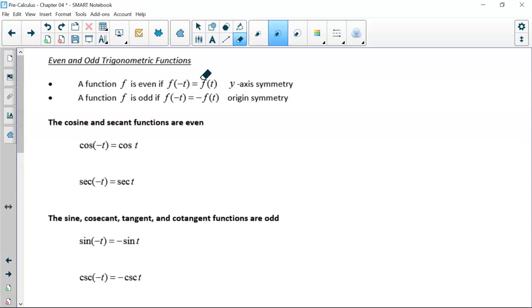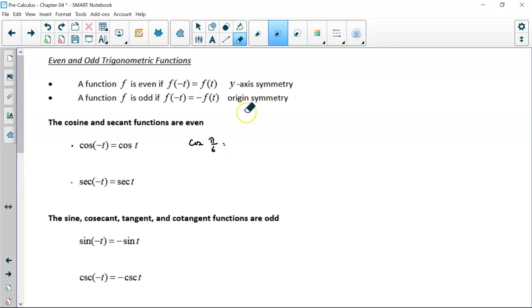A function is odd if f of negative t is the same as negative 1 times f of t. And that has origin symmetry. The only two functions that are even are cosine and its reciprocal, secant. So if we look at this, the cosine of pi over 6.